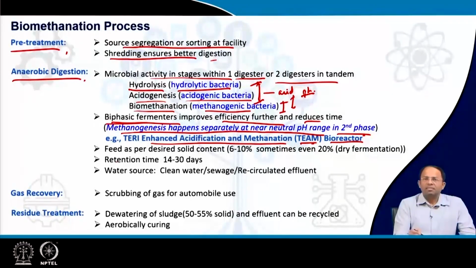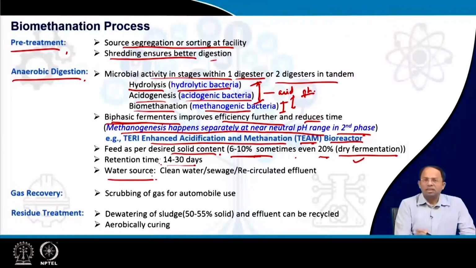The feed that is given into this digester is as per the desired solid content. Depending on what process you are adopting, what patented technology you are adopting, you will decide on this. Usually it is 6 to 10%. Sometimes it is a little bit more, like 20%, and this is known as dry fermentation. So this is another technology of biomethanation. So most likely it is going to be 6 to 10% solid organic content, the rest is water. The retention time is around 14 to 30 days. Again, this varies as per what methods we are applying.